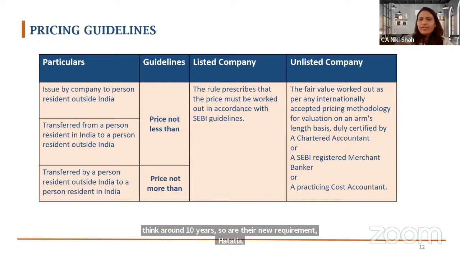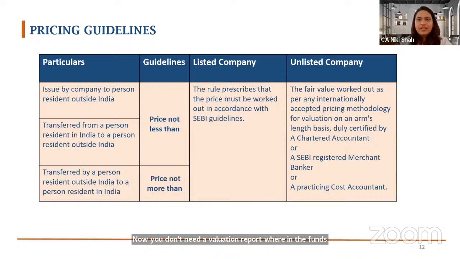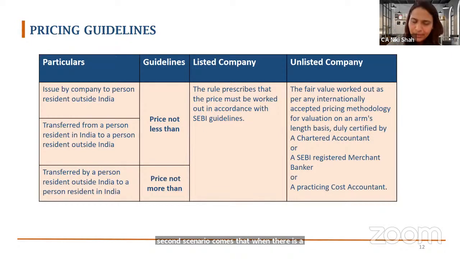In other cases, when the company is already into existence and funds are flowing in that scenario, you will need to get a valuation report in place. And the valuation report pe share should be issued at a price higher than the valuation report. Now, the second scenario comes that when there is a transfer. So this was company is issuing the shares, funds are coming into the company.